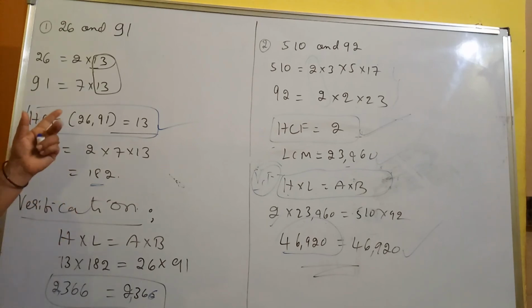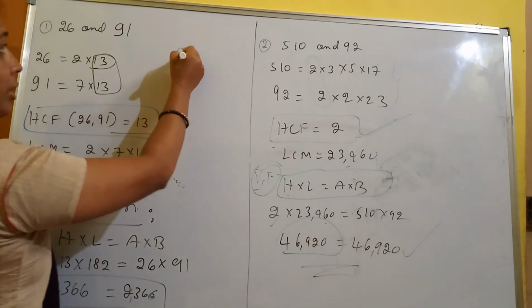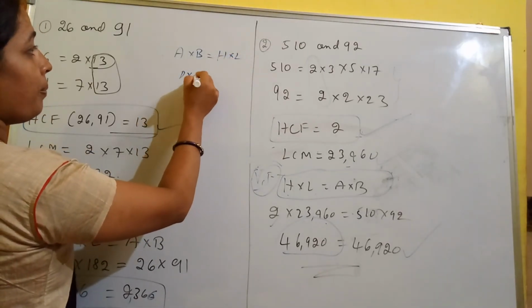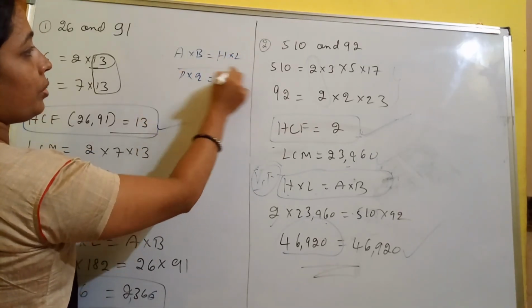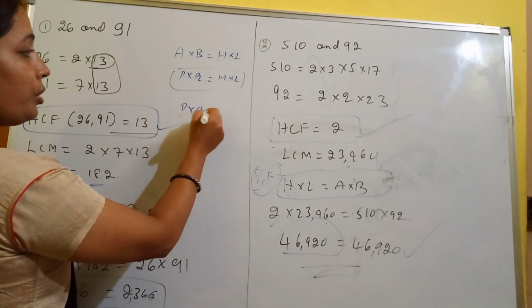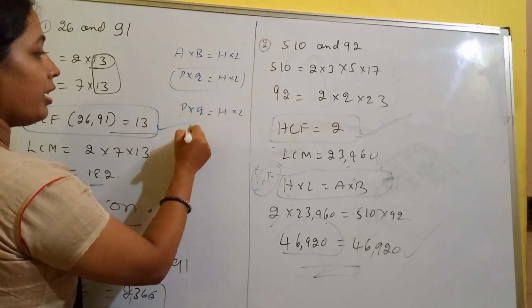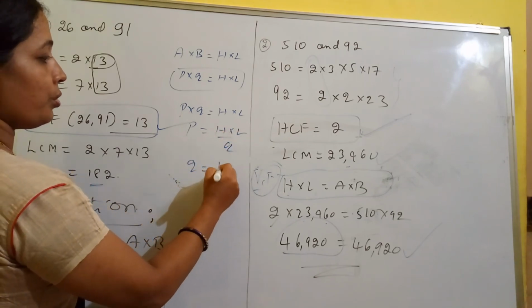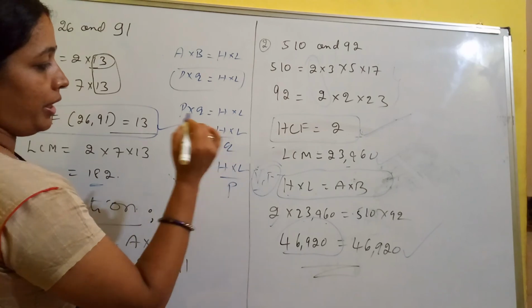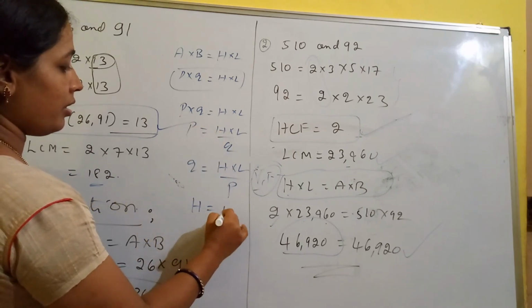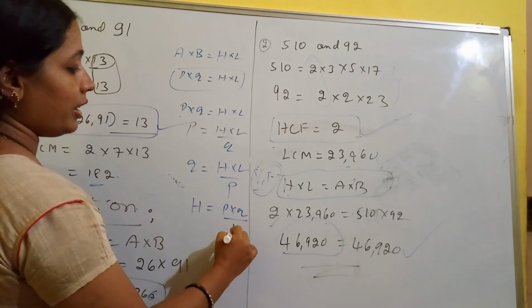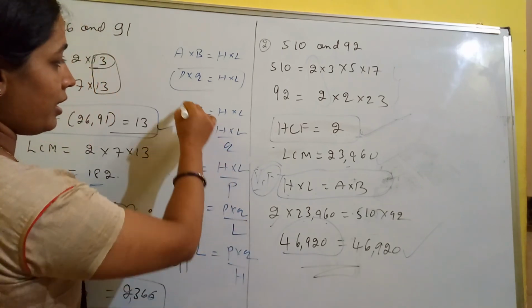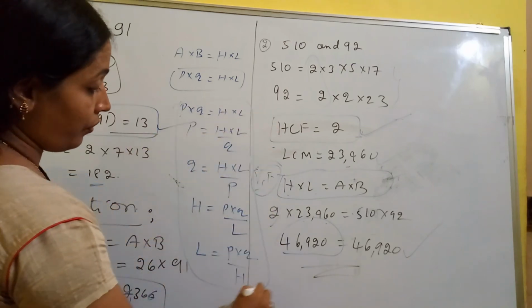You have to learn how to transpose. I told you to keep in your mind A into B is equal to H into L, or they can use P into Q is equal to H into L. Whatever they give, P into Q, you can easily write. If you want to find Q, it is H into L by P. If you want to find H, it is P into Q by L. If you want to find L, it is P into Q by H. So this is the transposition of the formula.